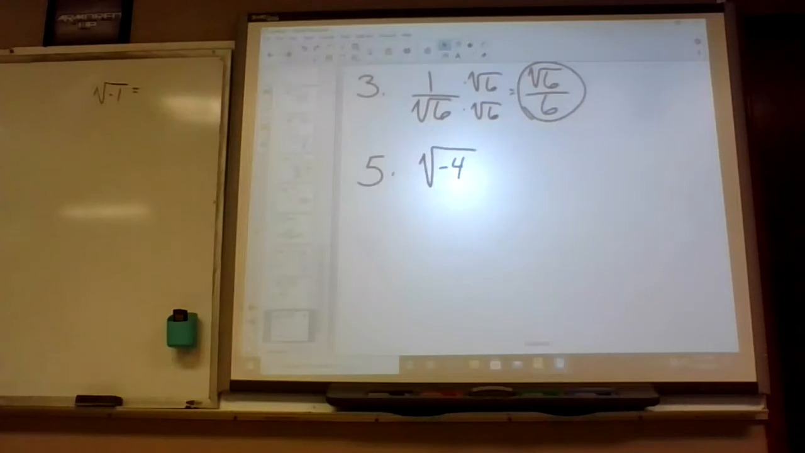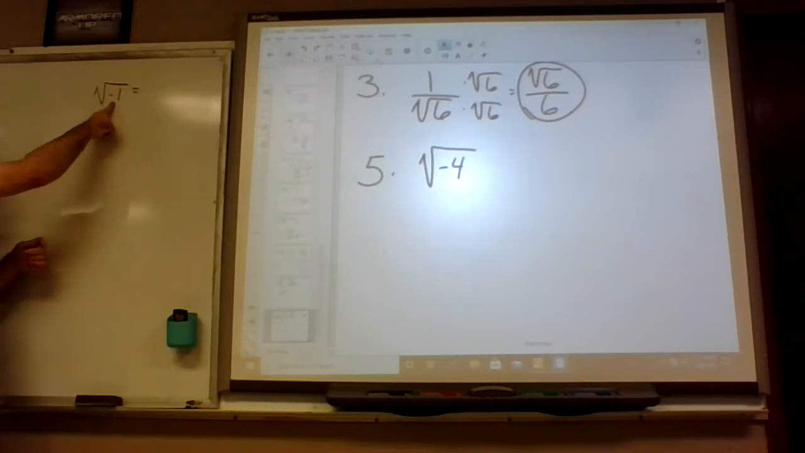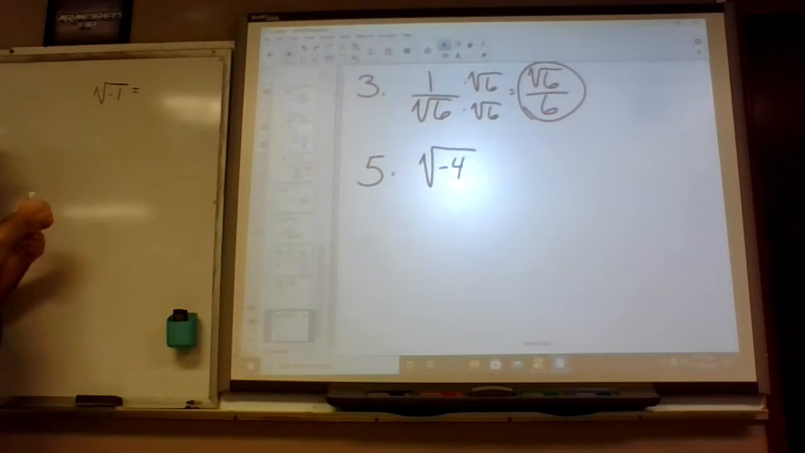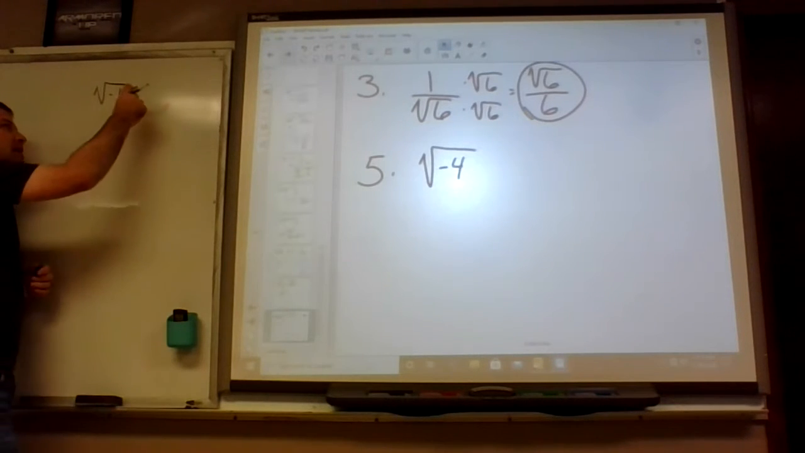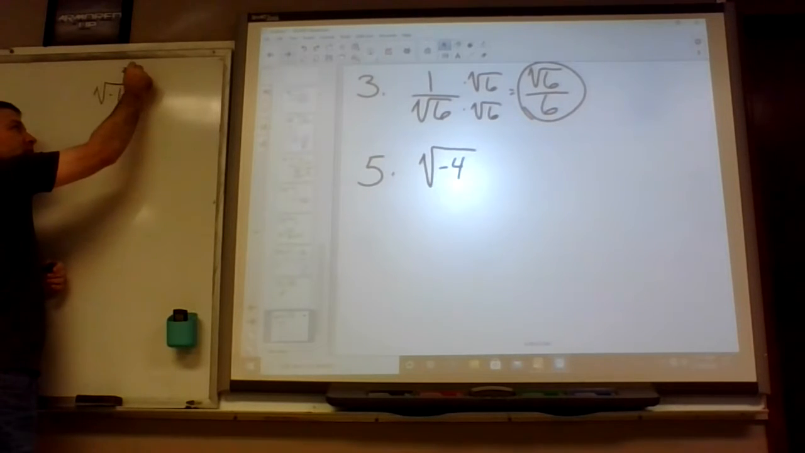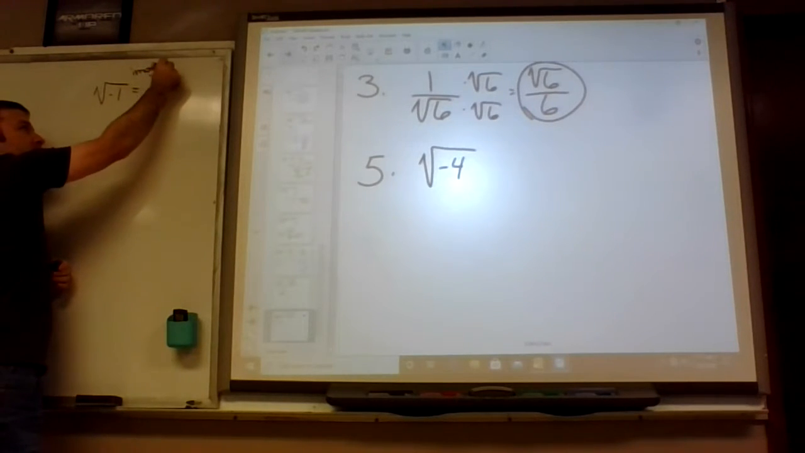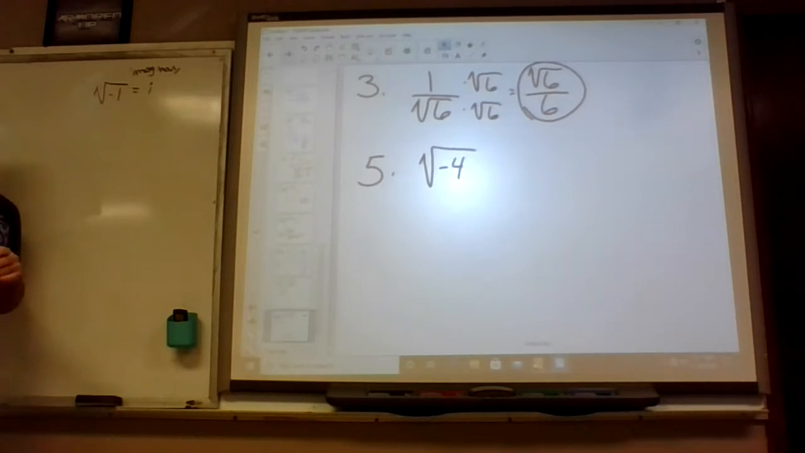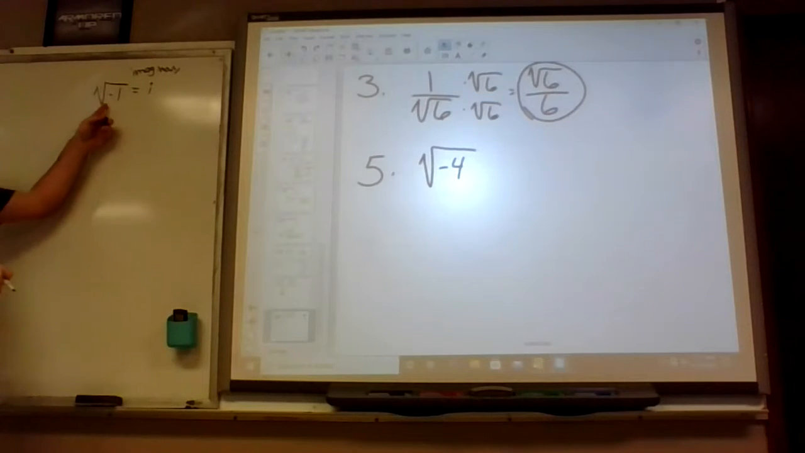Negative 1 times negative 1 is also positive 1. So nothing really works for this. If you plug it in your calculator, it'll probably say error, unless you have a TI, a fancy one. So this is called an imaginary number. What we call it is just i, short for imaginary. It kind of is like a variable. Square root of negative 1 is just, we call it i.